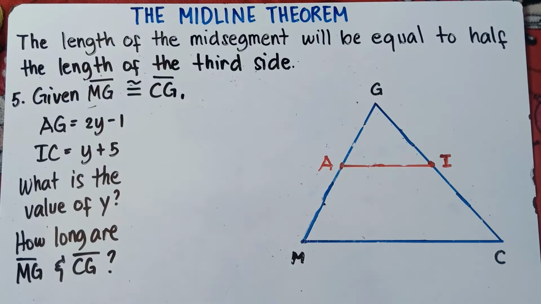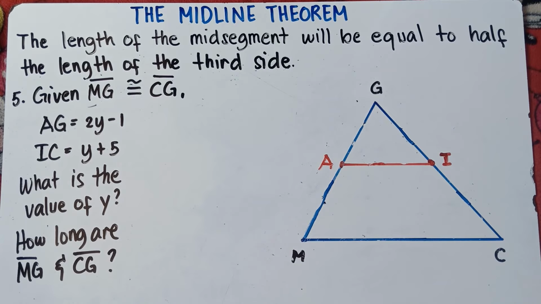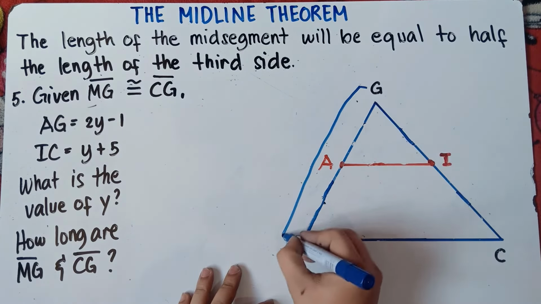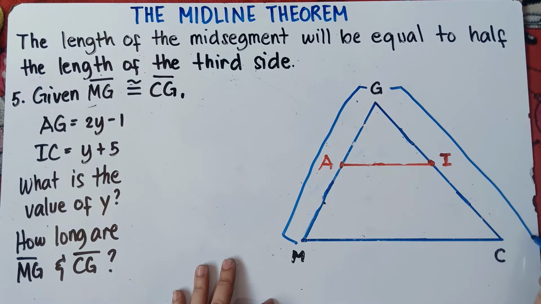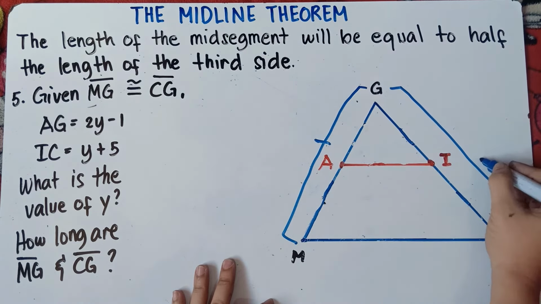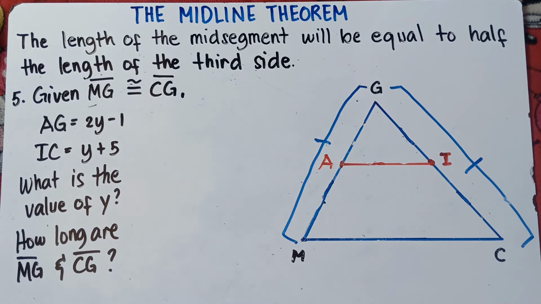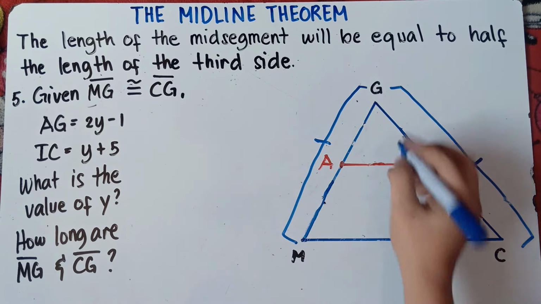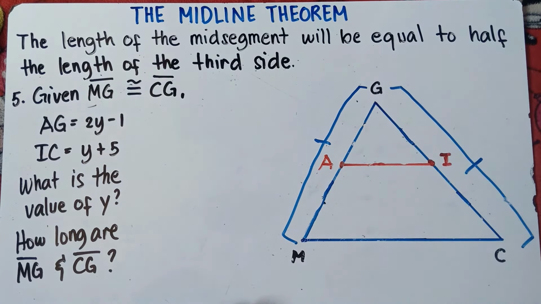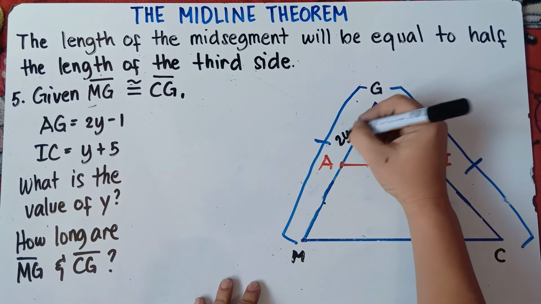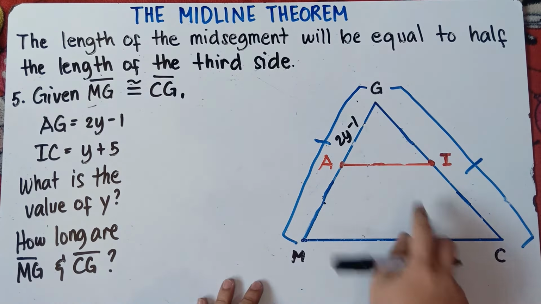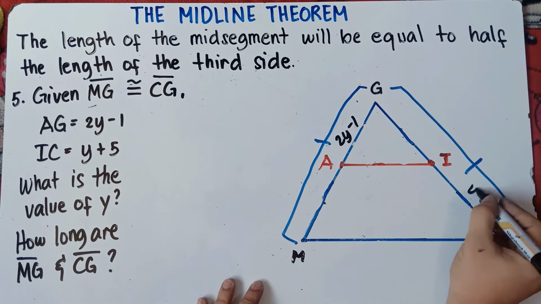Alright, so number 5, class, last question. Given line segment MG is congruent to line segment CG. So this side is congruent to this side. And we are given AG, that is 2y minus 1, and IC, that is y plus 5.